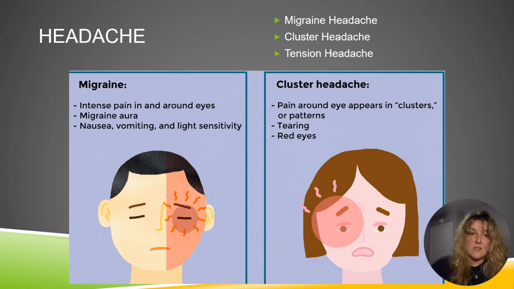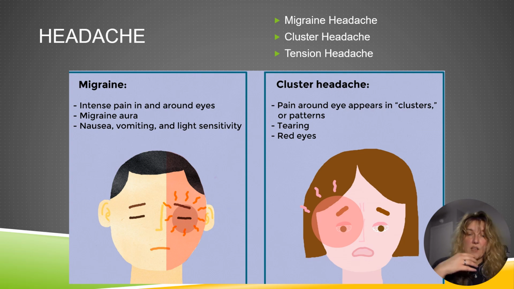With migraines, you have intense pain in and around the eyes. They sometimes have an aura where they can see a halo or a fuzz around items. They'll have nausea, vomiting, light sensitivity. It can impact their entire being, and they have to completely stop everything to make it go away.